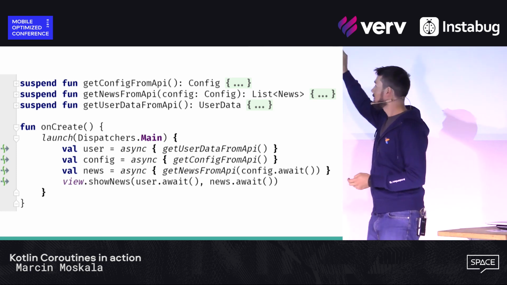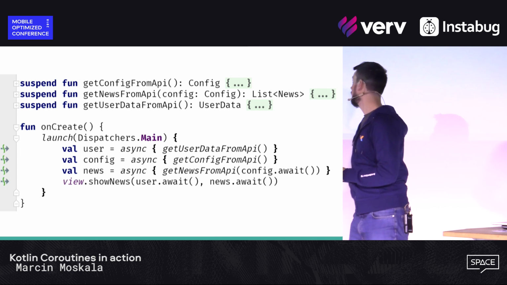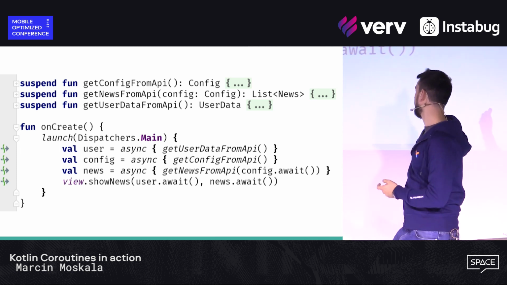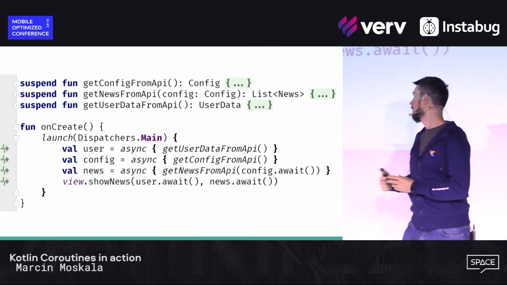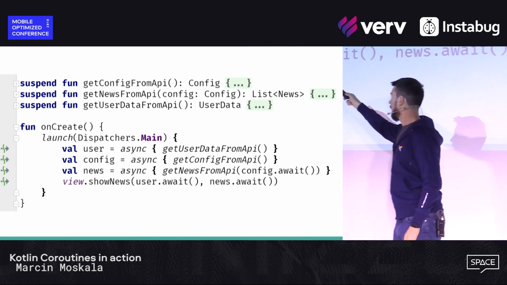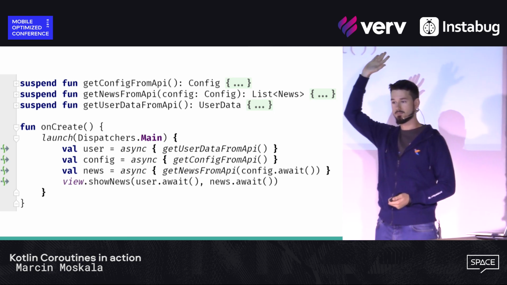So right now these calls are run simultaneously. We send a request for get user data and get config. To start a request for news, we need to await the config, and to show news, we need to await the user data and the news data. Is it clear? Cool.